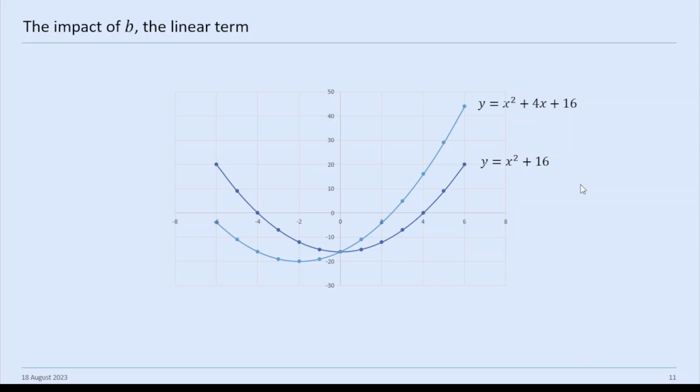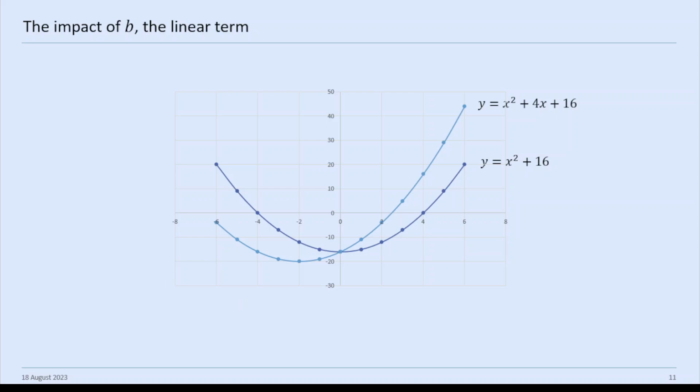And then we think about the b, the linear term. So here you've got y equals x squared plus 16, which is the basic quadratic, and then if you add on 4x, it basically lifts it up on the right side and takes it down on the left side, because you're overlaying the line y equals 4x. You're adding on the line y equals 4x, which will lift up on the right and push down on the left. So it sort of tilts the quadratic.